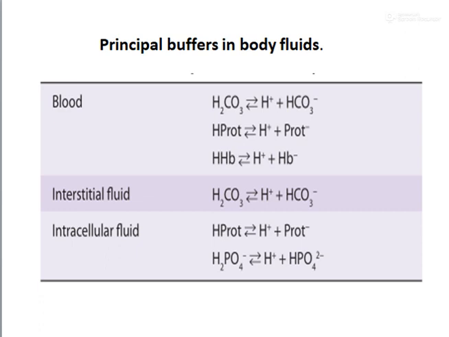What are the principal buffers in body fluid? In blood, there are bicarbonate ion, protein and hemoglobin. These are the principal buffers. In interstitial fluid, bicarbonate is the principal buffer, and in intracellular fluid there are protein and phosphate ion. So the principal buffer mainly in blood is protein. The principal buffers in CSF and urine are the bicarbonate and phosphate systems.